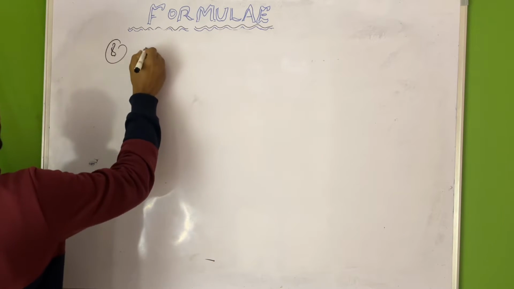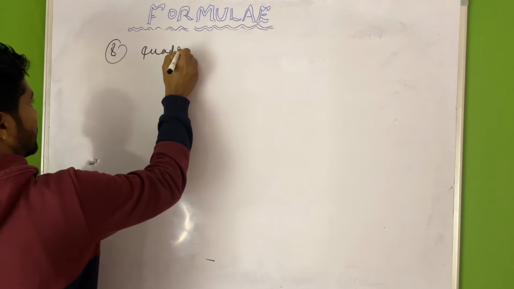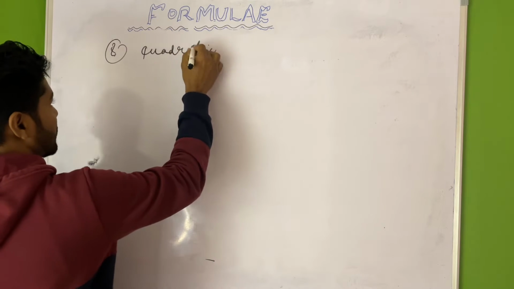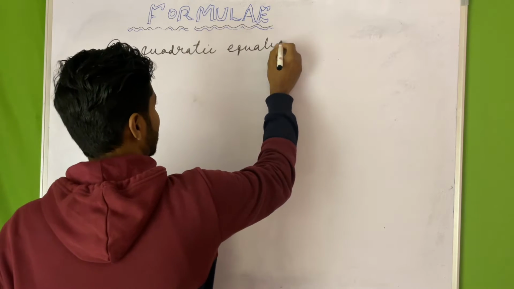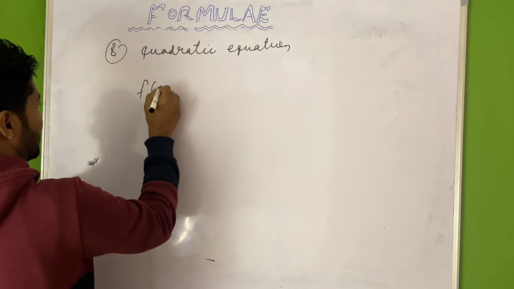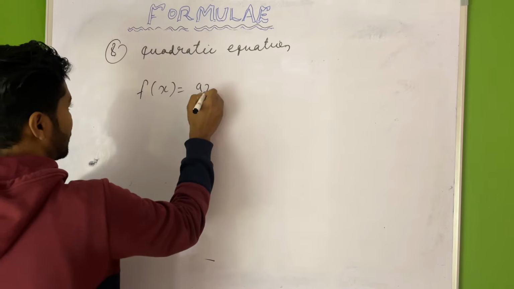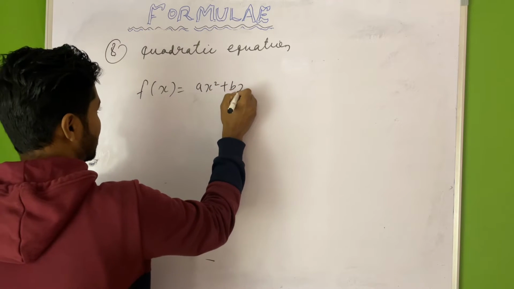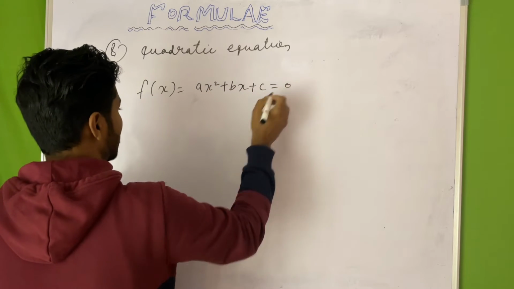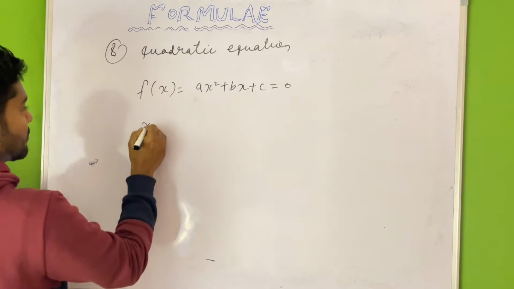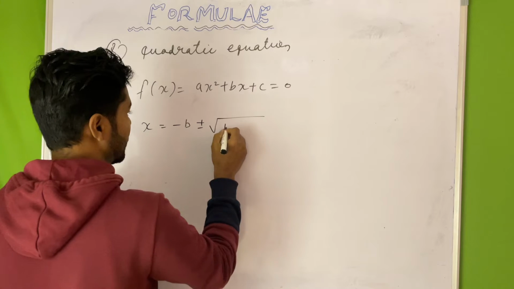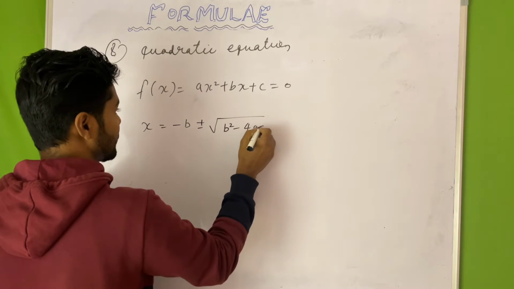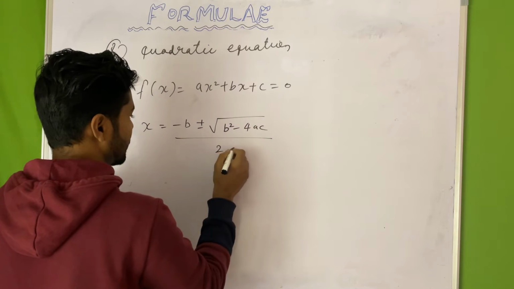Eighth, we have quadratic equation. So the general form of quadratic equation we have is f(x) = ax² + bx + c = 0. Therefore x is (−b ± √(b² − 4ac)) upon 2a.